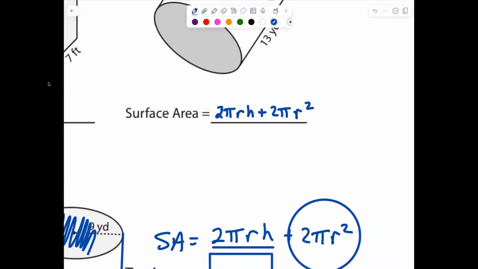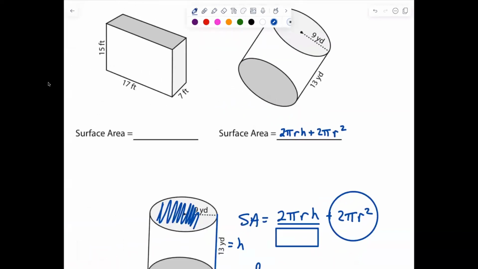All right, so now I want everyone to calculate that, please. All right, so 2 pi, what's the radius? Times 9, what's the height? 13 plus 2 times pi, what's the radius? 9 squared equals. So now everybody take out your handy dandy calculator and do 2 times pi times 9 times 13 plus 2 times pi times 9 squared. What'd you get, Madeline?